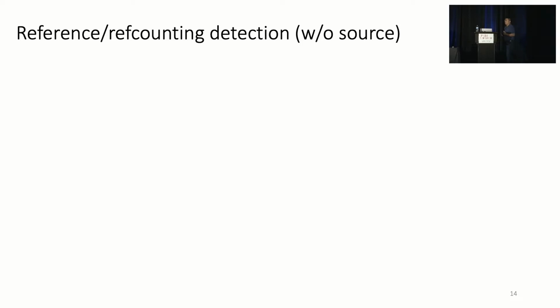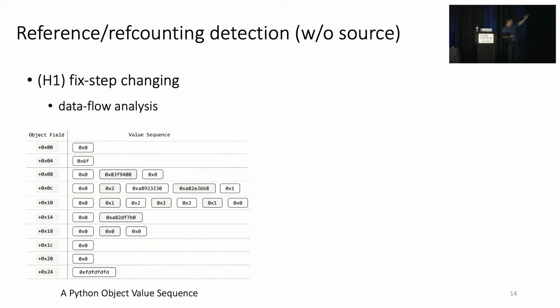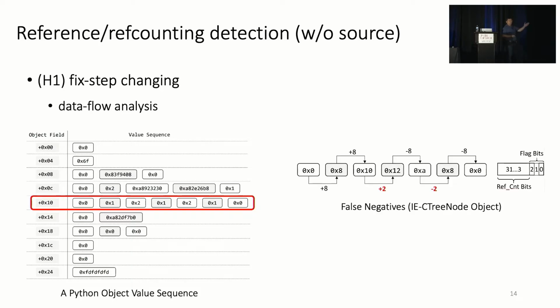The first heuristic we use is to analyze the data flow of the program execution. For example, here we have all the values of structure members. If we can see some pattern like this, where the value is changed in a fixed step, 0 to 1 to 2 to 1 to 2 to 1 to 0, always being increased or decreased by 1, we suspect this could be a reference counter. Of course, this is not enough. For example, here in the IE browser, we find this counter implemented this way, where the last 3 bits are for flags. It's not for counters.